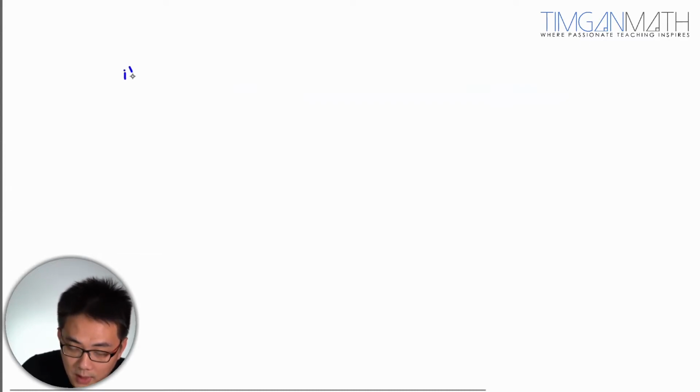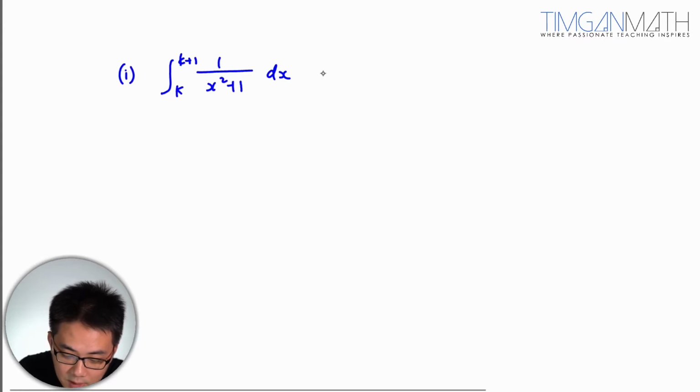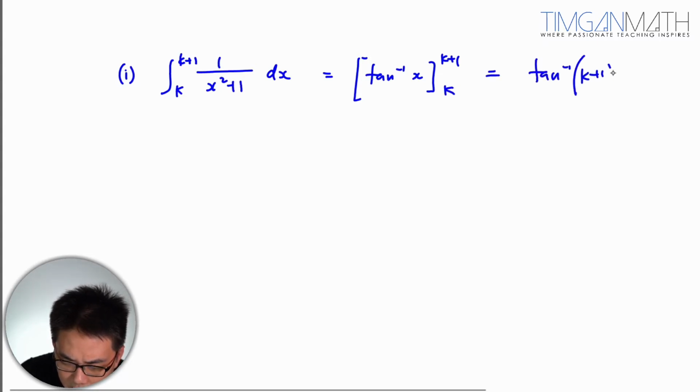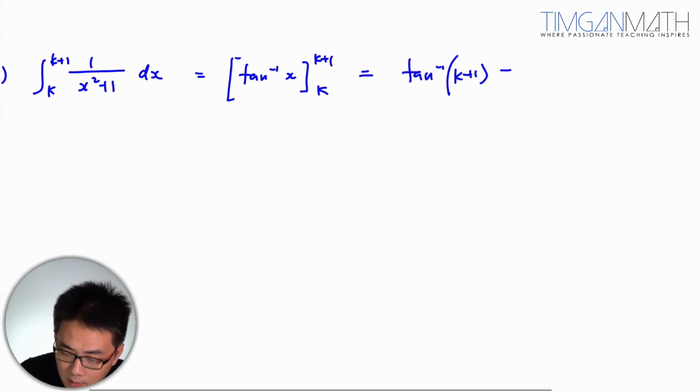So for the first part, what we need is actually the integral from k to k plus 1 of 1 over x squared plus 1 dx. So the integral of this is in MF26. You know that this would just be tangent inverse x, right? This is k plus 1 and k, so this will just be tangent inverse (k plus 1) minus tangent inverse k. Alright, so there you go, you get this answer here. Pretty okay, I think. Not too bad. 2 marks.